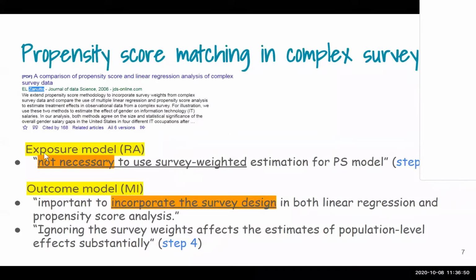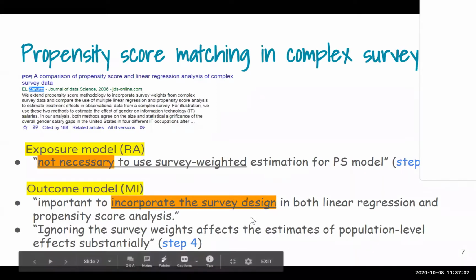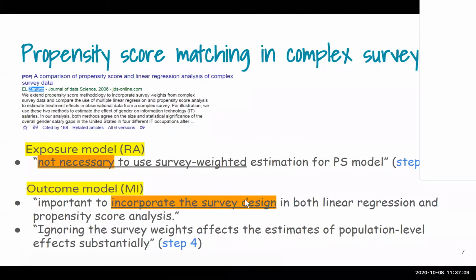What she said is that when we are doing the exposure modeling, we do not need to incorporate the survey features. In particular, she was talking about the survey weights. But when we are doing the outcome modeling in step 4, we do need to incorporate the entire survey design, right?